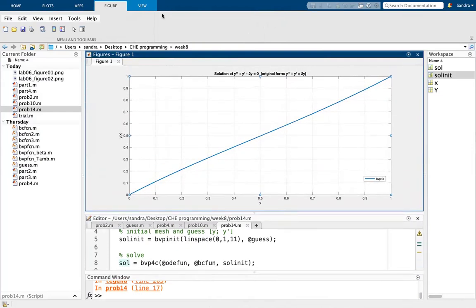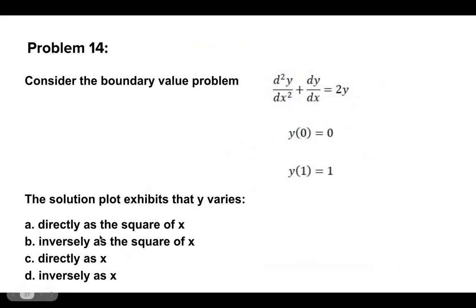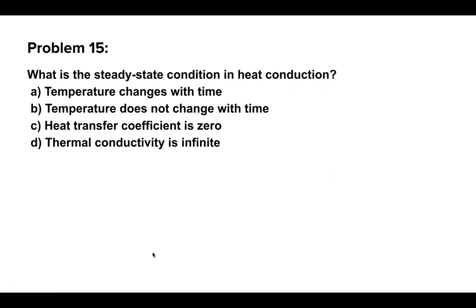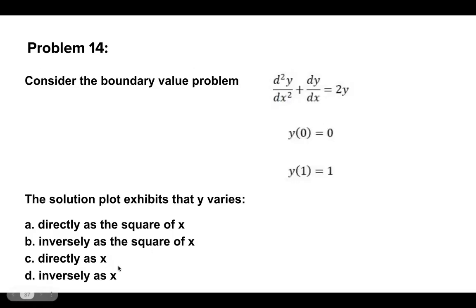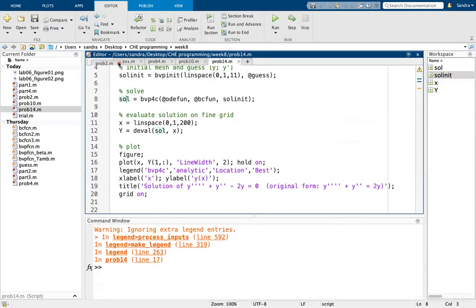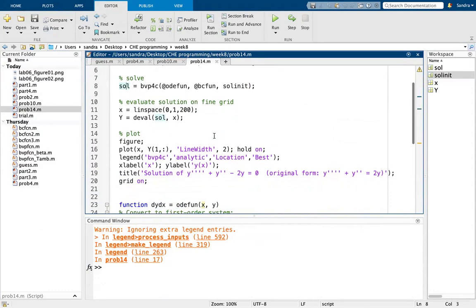So now among the options, what is the answer that we have? Y is directly proportional to the square of x? No, if it's a square of x, you will get a nonlinear behavior with respect to x. It is inversely equal to the square of x? No, that is also not true. Directly as x, yes. As x increases, your y value also increases. You get an increasing straight line. So option C is your answer. I hope you got this right. Once more, I can show you the MATLAB solution. This is how the equation looks.